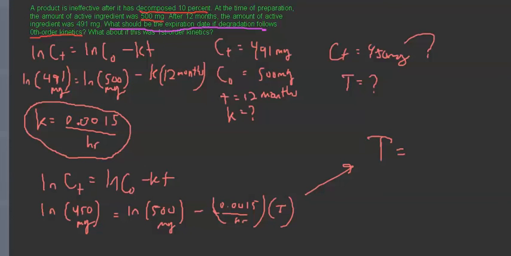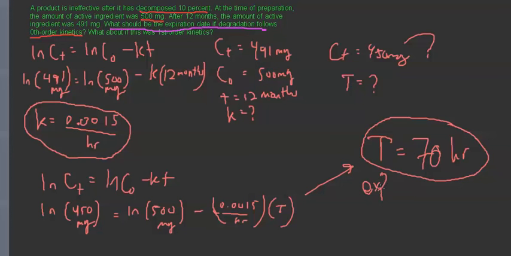So T ultimately is, give me 1 second. So T came out to be 70. What are the units? It should be hours, right? So the time it takes for 500 milligrams of drug to decompose 10% is going to be 70 hours, so therefore the expiration is 70 hours from when you make it.